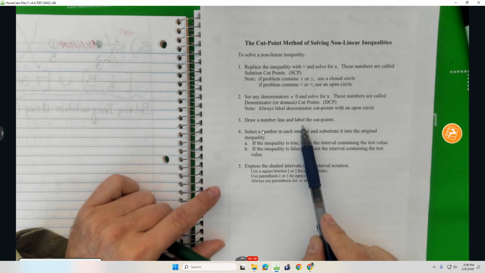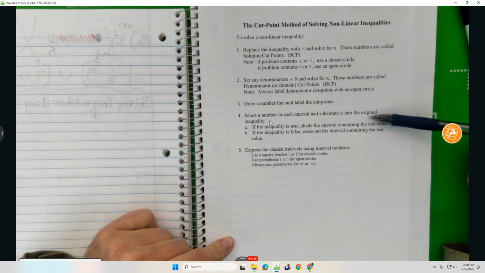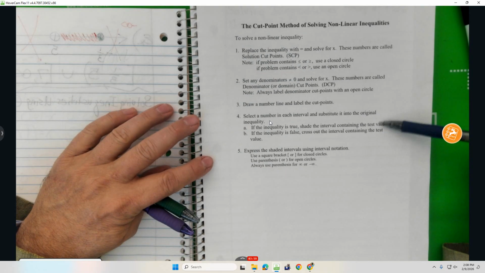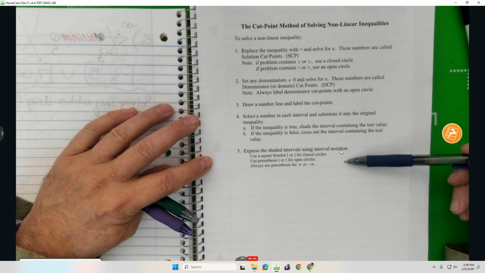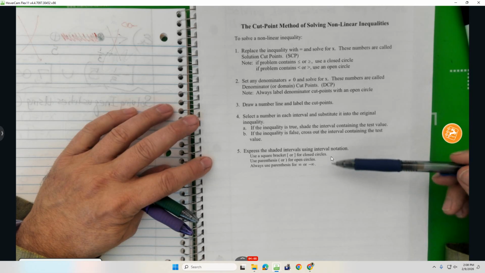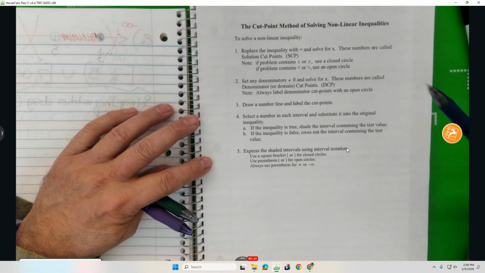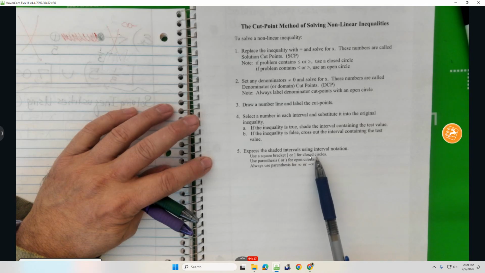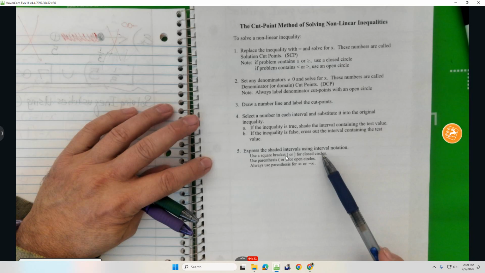Then you'll draw the number line and label the cut points. You then have to select a number in each interval and test the inequality. If it's true, you'll shade the interval. If it's false, you'll cross it out. And then the final step, express the shaded intervals using interval notation. That's why we were going through interval notation at the end of class last time. Remember, we said use square brackets for closed circles. Any other grouping symbols have to be parentheses. Use parentheses for open circles, and parentheses for infinities or negative infinities. You only have a square bracket at a closed circle.